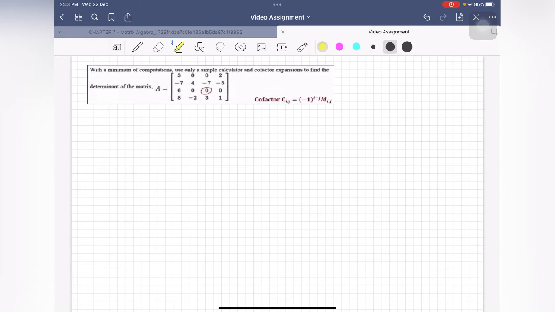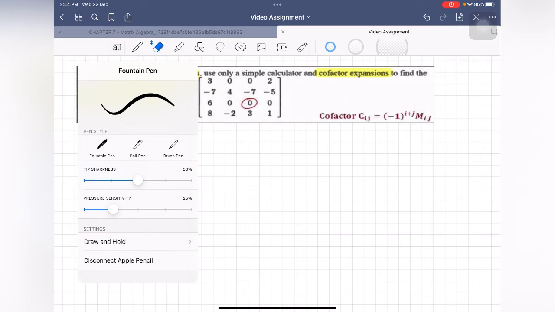Here it shows that with a minimum of computation, we want to use the cofactor expansion method to find the value of the determinant of matrix A. Notice that matrix A is a 4 by 4 matrix. So, to minimize the number of computations required by the question, we will be using the row with the most zeros to form the cofactor expansion. We will use row 3 to form the cofactor expansion.